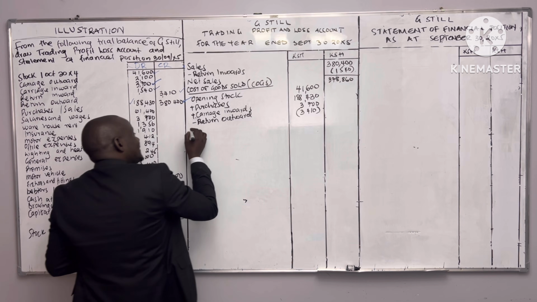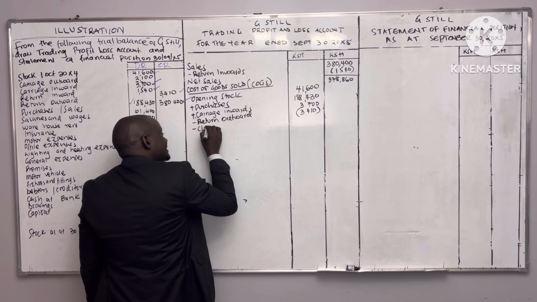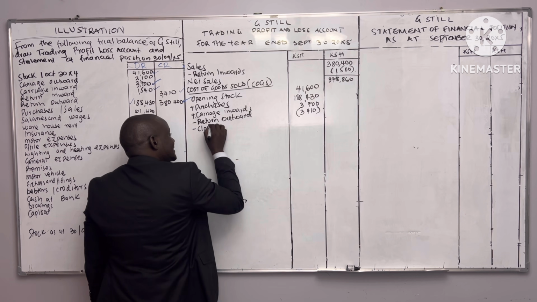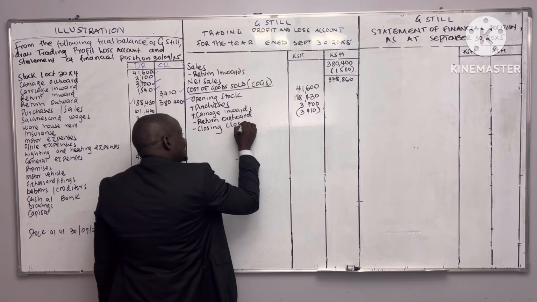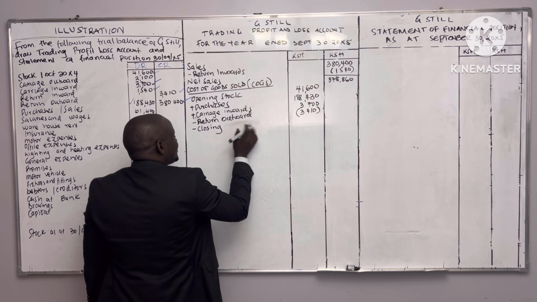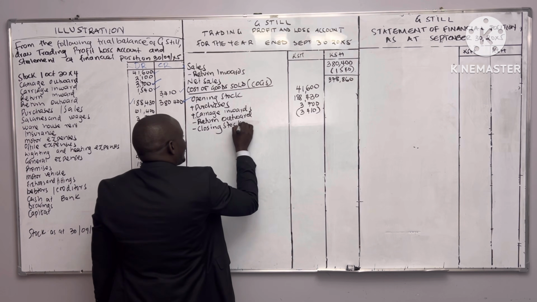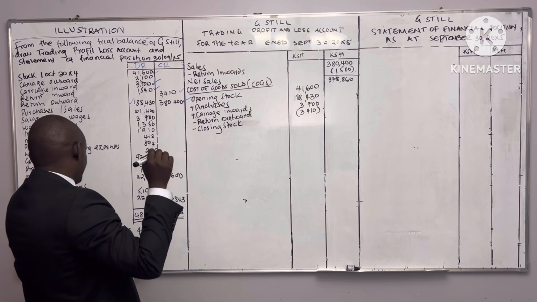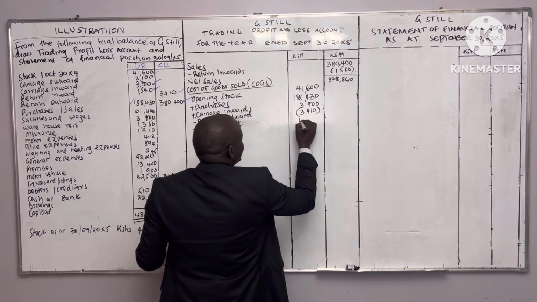But there is some closing stock that remained, so that I see how much I actually sold. Less closing stock. Closing stock is 44,780.